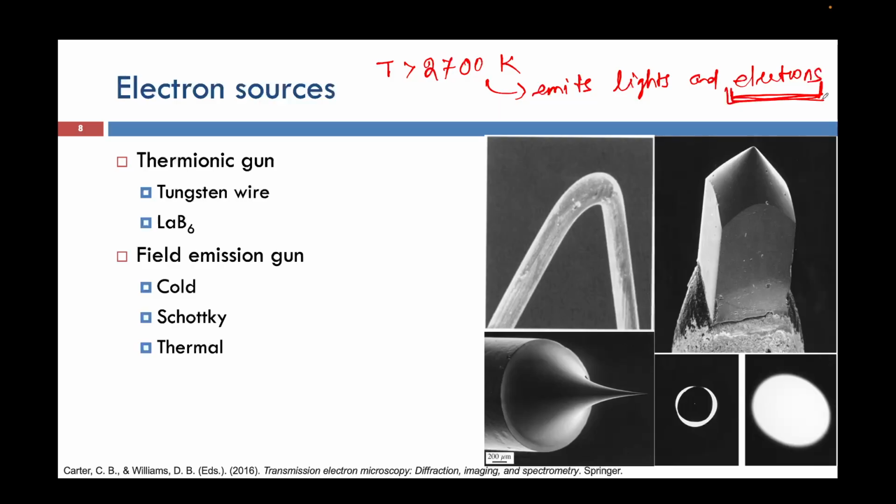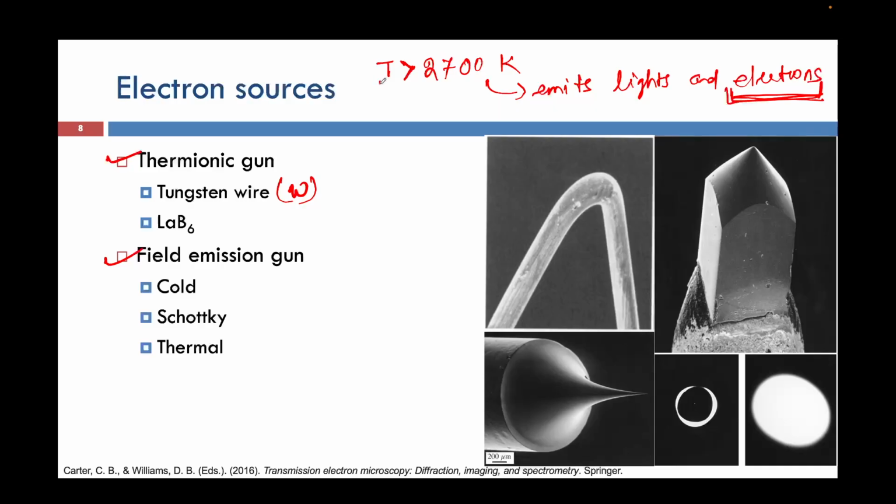Okay, and electron sources are of two types. One is the thermionic gun, another is the field emission gun. So why have we chosen the thermionic gun, and the different types of field emission gun also? For the thermionic gun, because this is tungsten, the melting point of tungsten is greater than 3000, and not every metal can be used as an electron gun. And this is lanthanum hexaboride, also called LaB6 material.